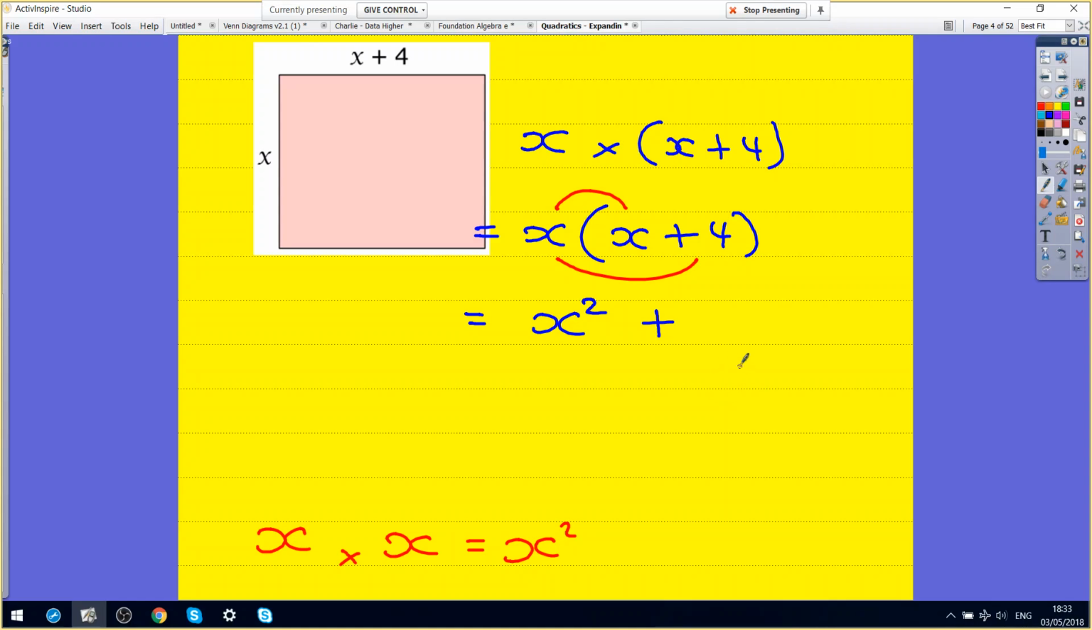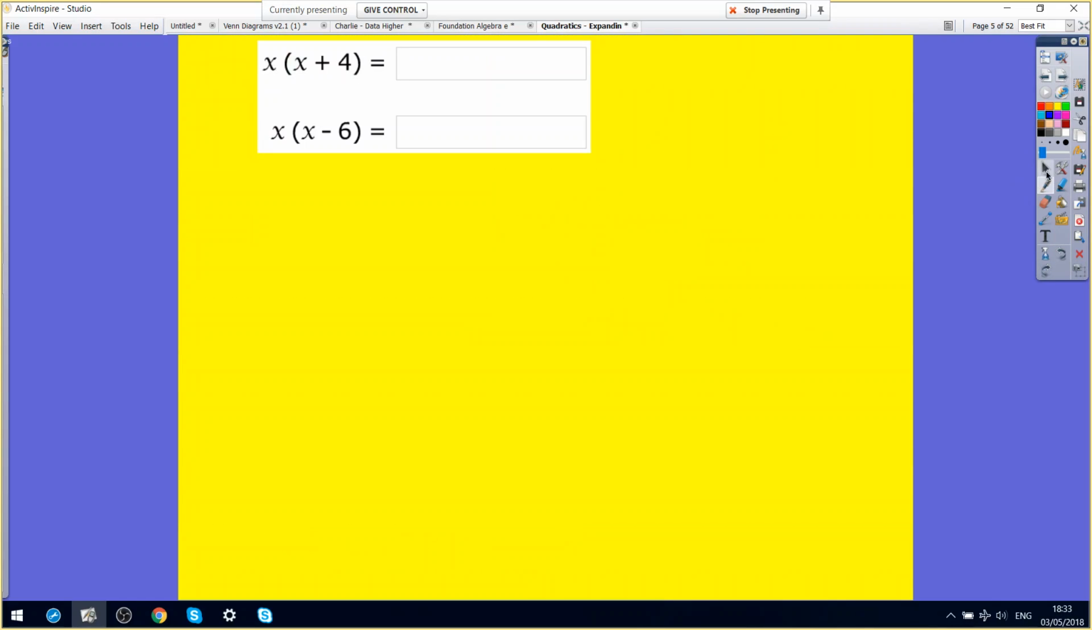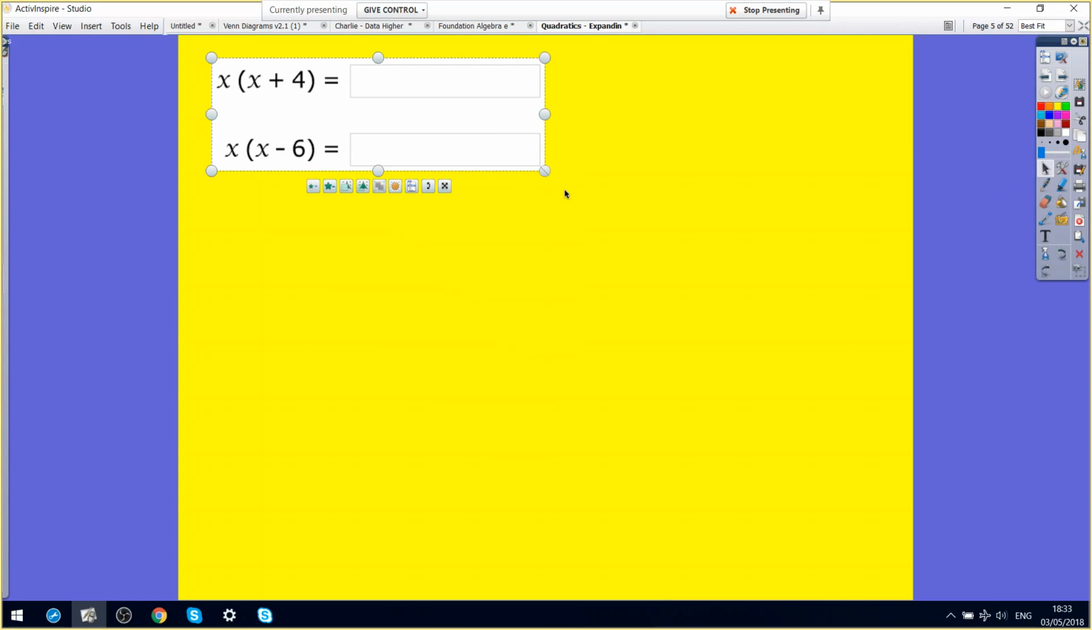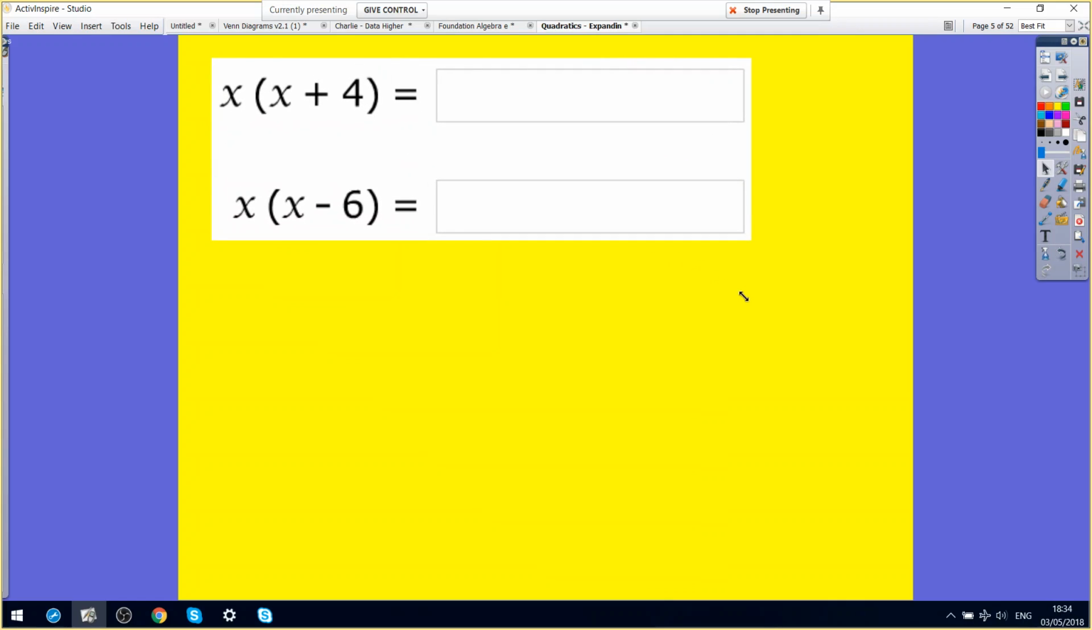Would that be 4x then? Correct, that's it. X squared plus 4x. Any questions there? Nah. So let's try these two. The first one's exactly the same. How about the second one? So the first bit would be x squared, and after that would be 6x. And is that plus or minus? Minus. Yes, that's it.